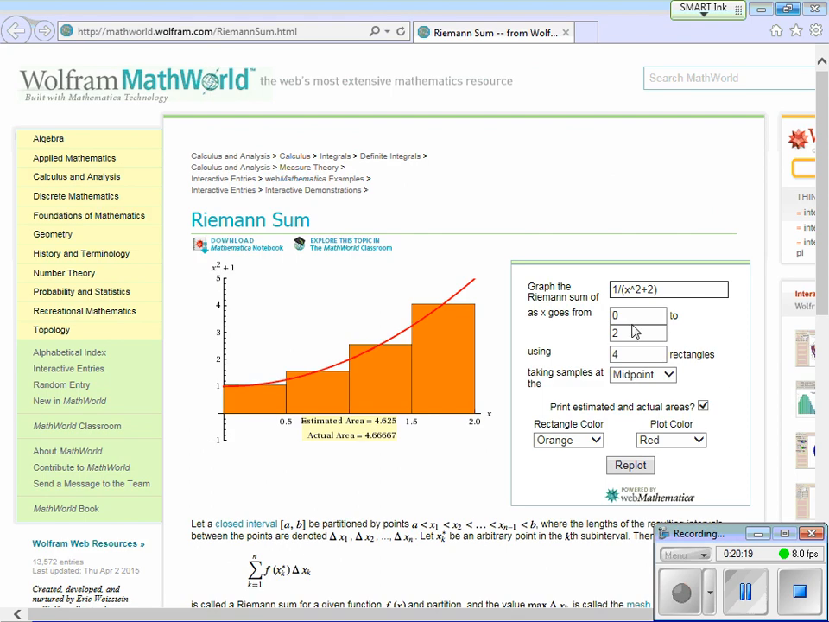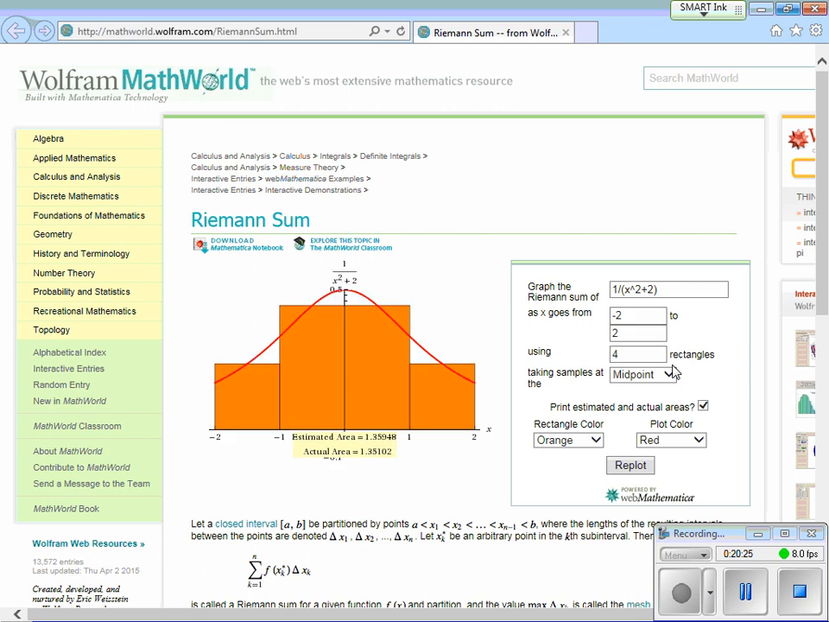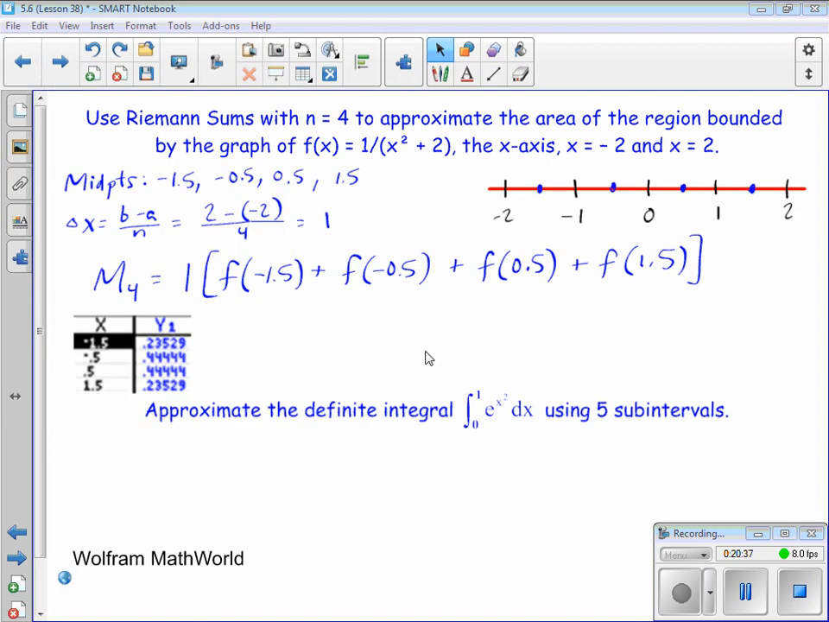So if I throw this into the website, I'm going from -2 to 2, using our 4 midpoint, so that all seems like it works. Did we get 1.35948? Okay, so that's what we should have. So, questions on that at all?